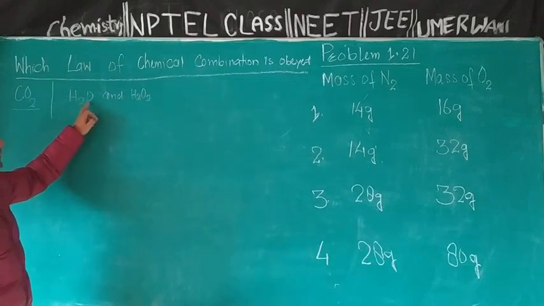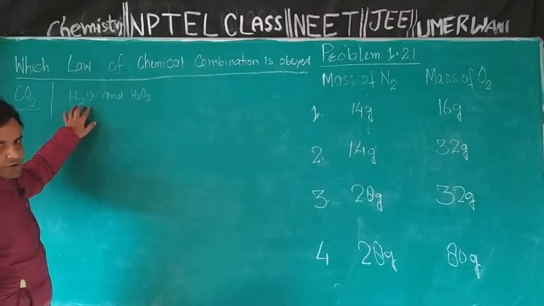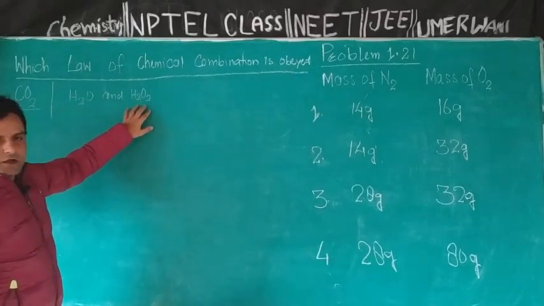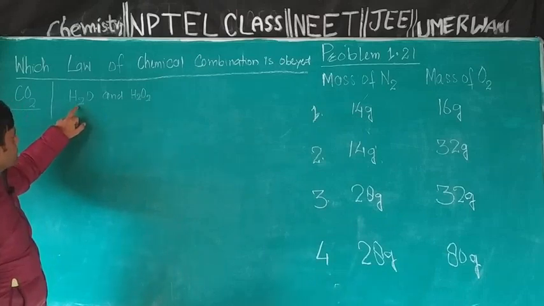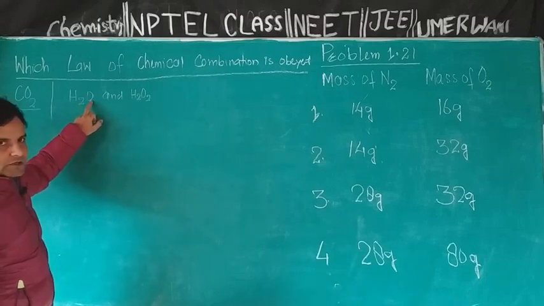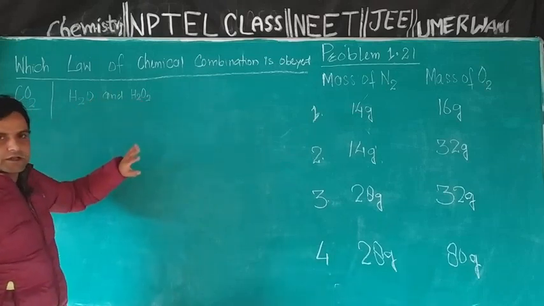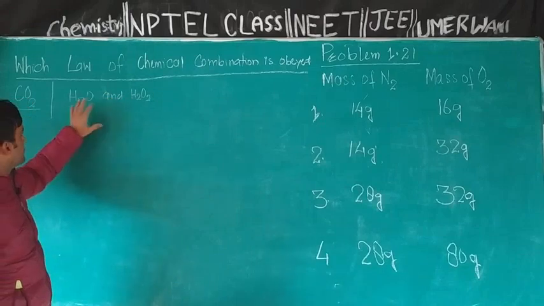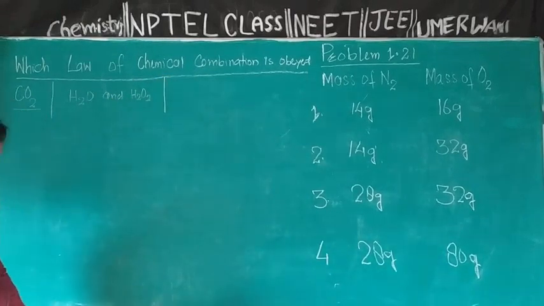You see two different elements, hydrogen and oxygen, react with each other to form two different compounds, water and hydrogen peroxide. And during this, a fixed mass of hydrogen, 2 grams, has reacted with different masses of oxygen, 16 and 32. And 16 and 32 bear a simple numerical ratio of 1:2. So this example represents the law of multiple proportion.